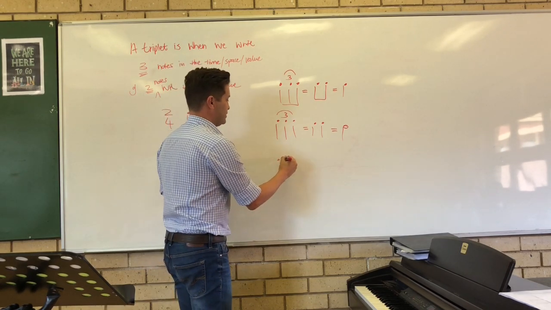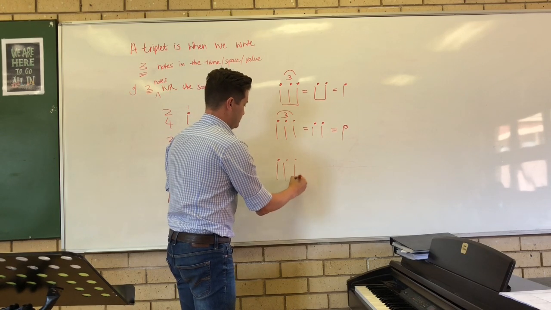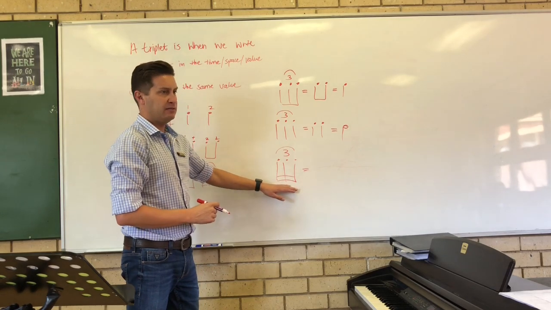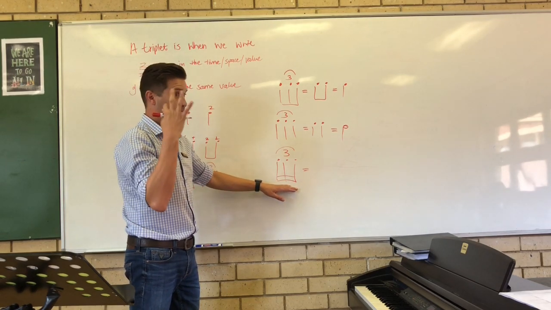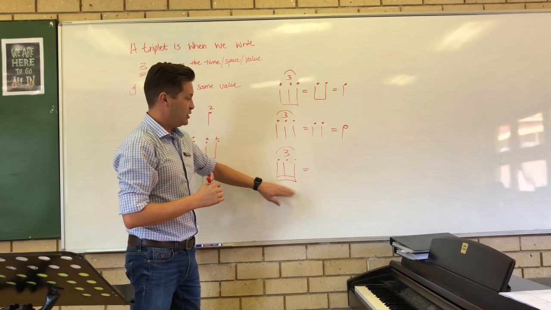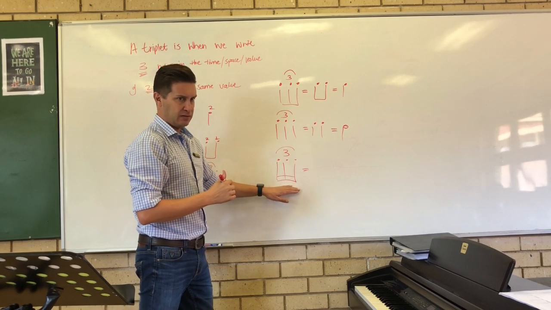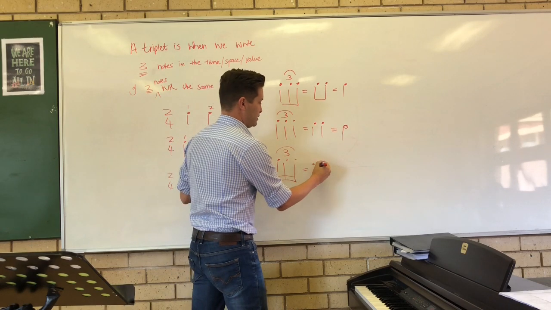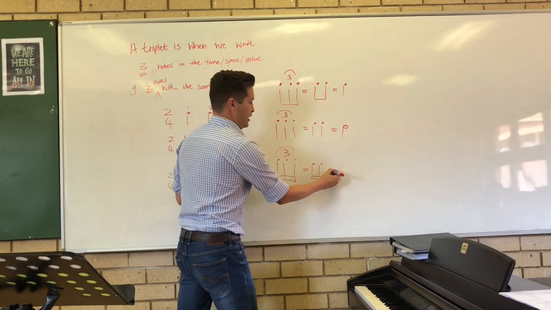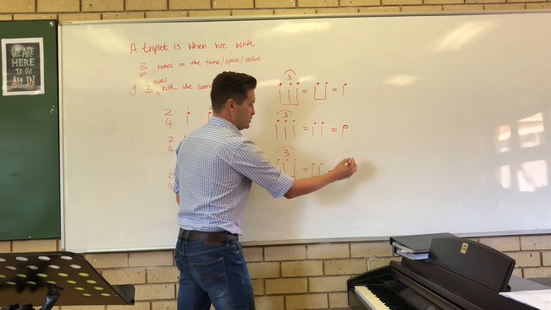If I did this, what do you see? A triplet consisting of 3 semiquavers. What is the value of this triplet? 2 what? Semiquavers. And that is equal to 1 quaver.